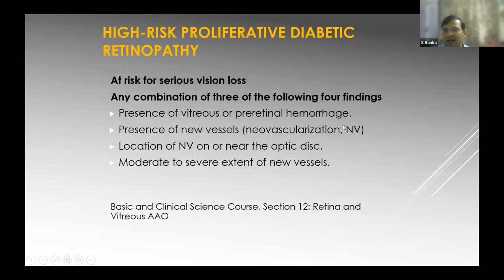Now, what is the high risk? There are few high risk characteristics of PDR where the patient is at the risk of serious vision loss. These are presence of vitreous or pre-retinal hemorrhages, presence of neovascularization, of course, and location of neovascularization on or near the optic disc. So if the patient is having NVD, then it falls into the high risk category of PDR, where the patient is at a serious risk of loss of vision.